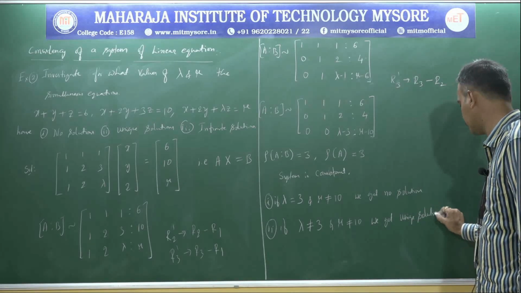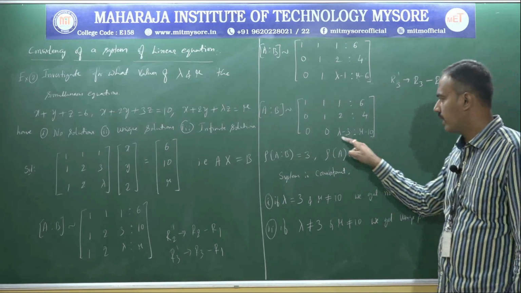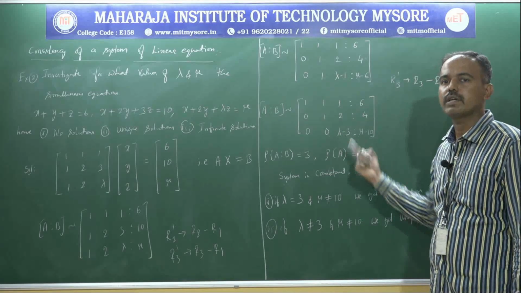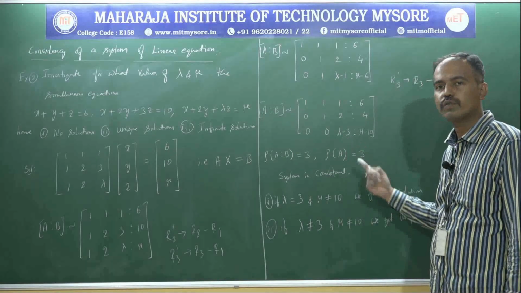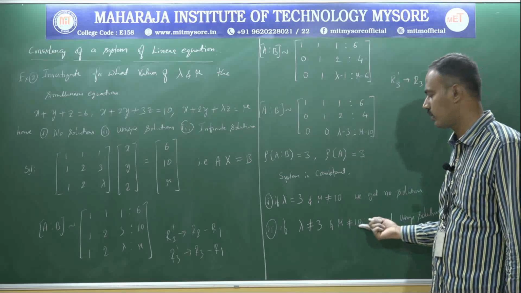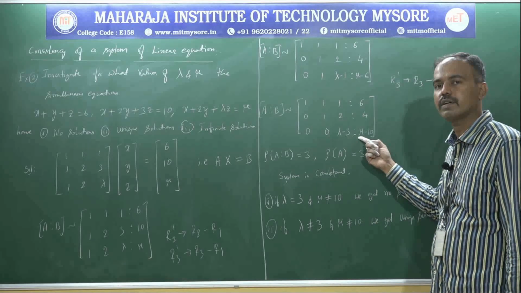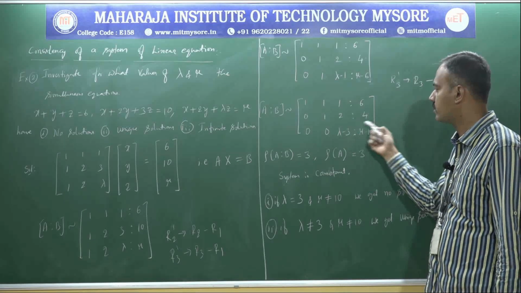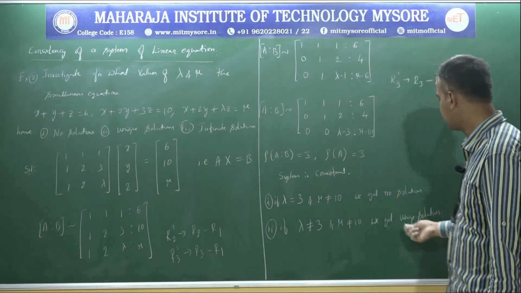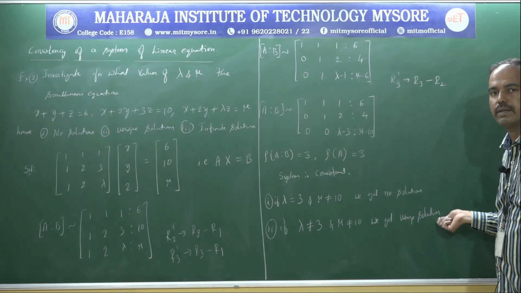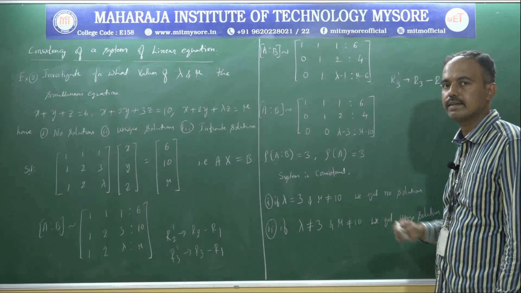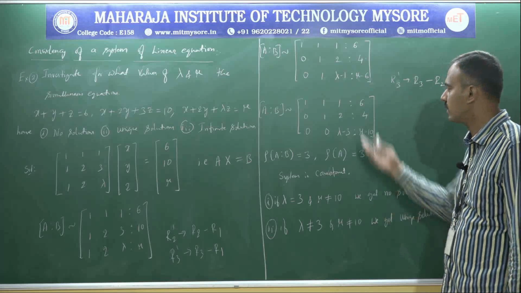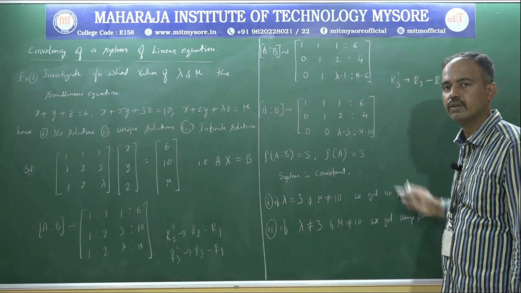Now you just check: lambda is not equal to 3. Suppose not equal to 3 means lambda may be 4, 5, likewise. Mu is not equal to 10 means likewise any different values for mu. Now we get some particular value here, and also some particular value here. In such cases we get the unique solution. Like the previous example, the same form gives the unique solution.